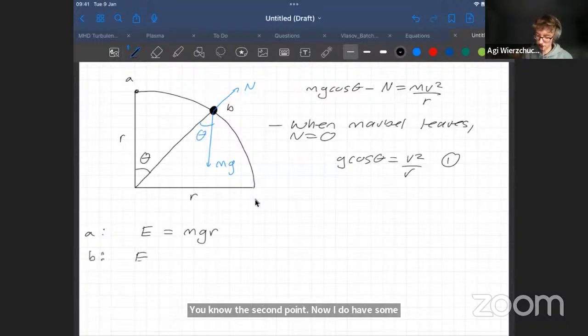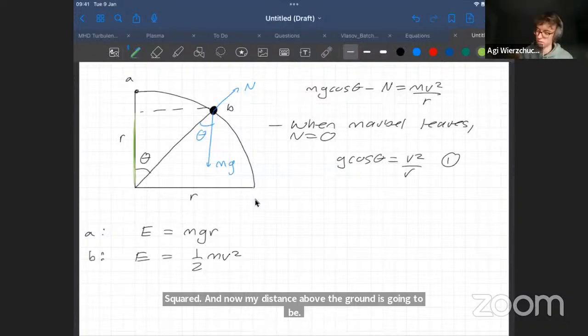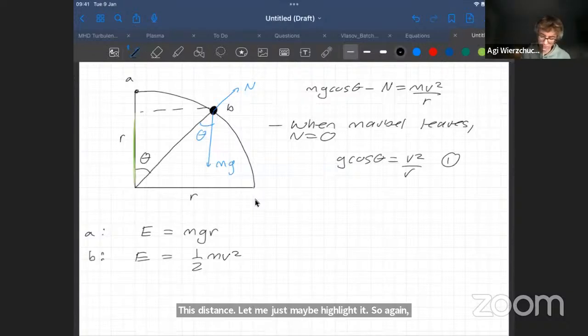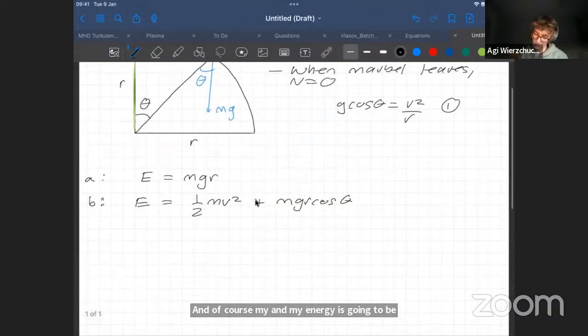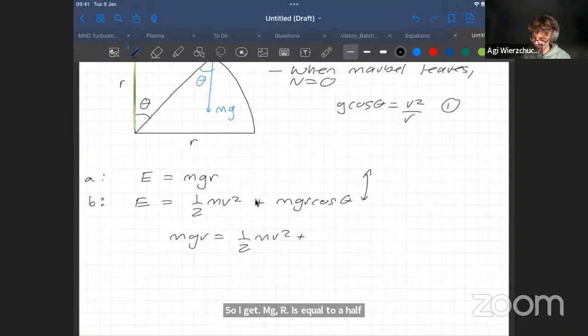So my energy is a half mv squared, and now my distance above the ground is going to be this distance. Let me just highlight it. So again, you can use trigonometry to find that this distance is mg r cos theta. And of course, my energy is going to be conserved, which means I need to equate these two equations. So I get mgr is equal to a half mv squared plus mgr cos theta.